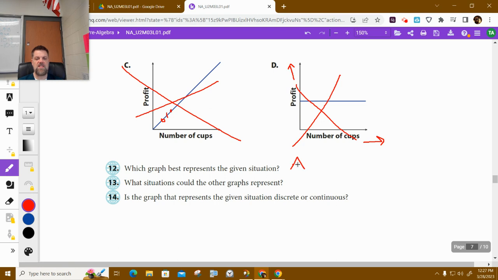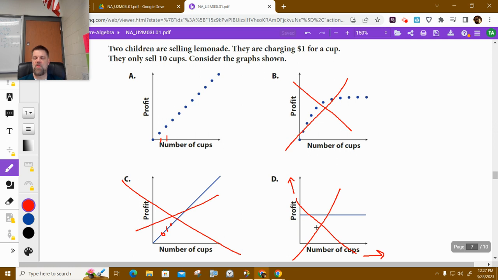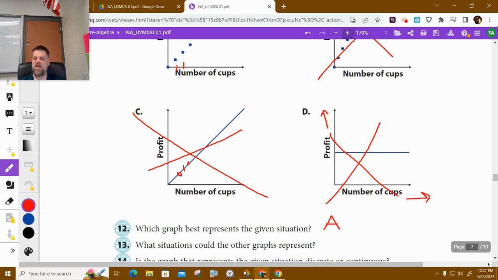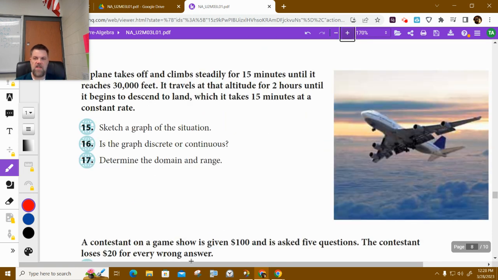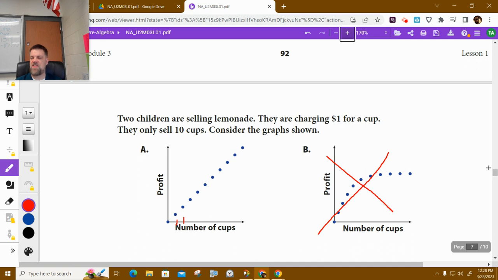So which one best represents this? Graph A. Which situations could be the other graphs? Well, what would B be when they talk about the profit? So think of a scenario where you start making a lot of profit and then all of a sudden you don't make as much profit. No, you're still selling a certain number of cups, and I'm going to write it up here on the worksheet. So B could be, whoops, what did I do there? I went down a page. B could be your profit needs to taper off.